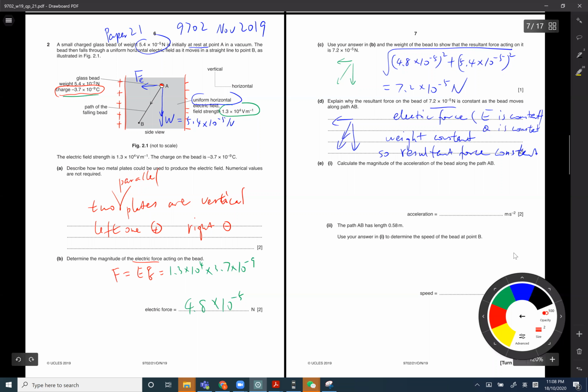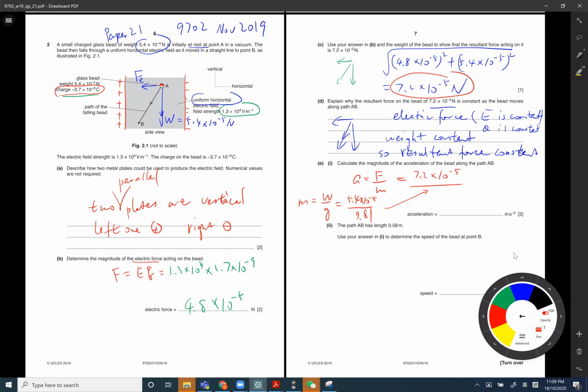Acceleration, Newton's law: acceleration equals F over m. F is right here. M, you need to calculate m. They just gave you the weight. M equals weight over g. G is 9.81. Okay, so after you got it, put here the acceleration, 13 meters per second squared.